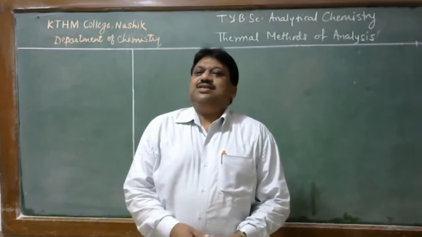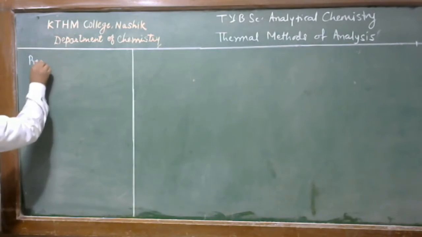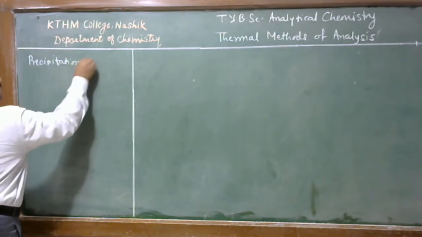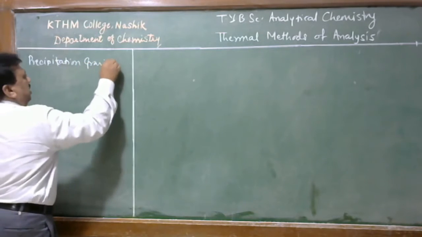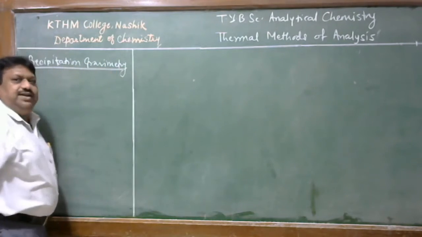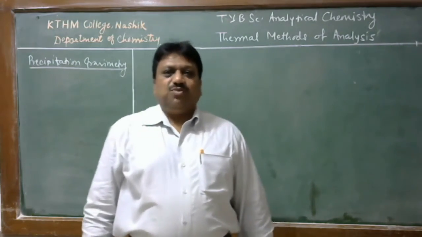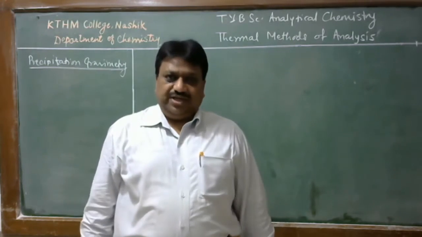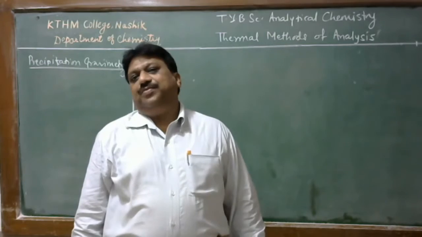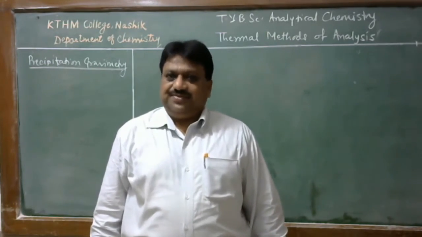Students, in the previous lecture we discussed precipitation gravimetry. In precipitation gravimetry, the analyzed substance is converted into an insoluble precipitate. That insoluble precipitate is brought into a stoichiometric form. Then the weight of that stoichiometric form of the precipitate is taken for quantitative analysis of the substance.